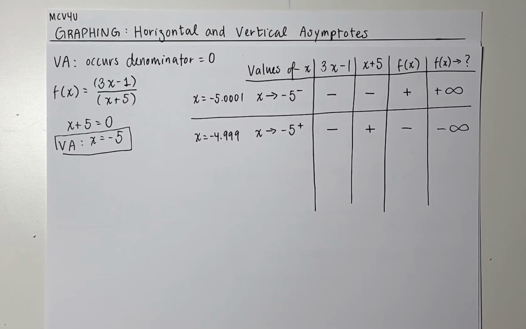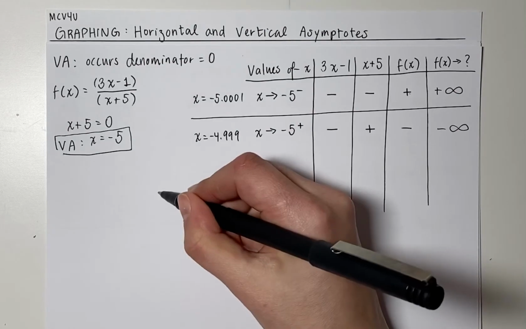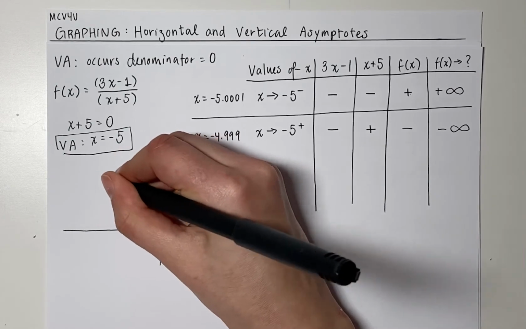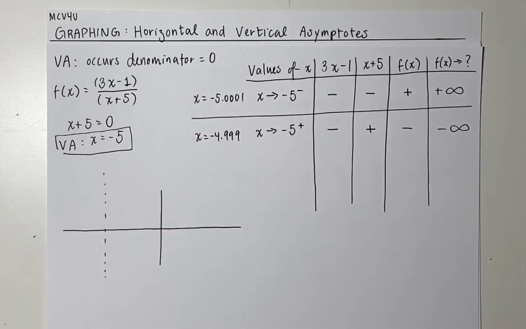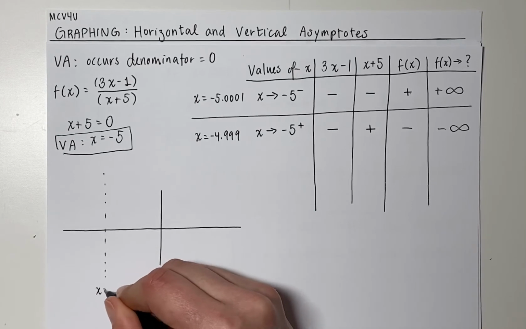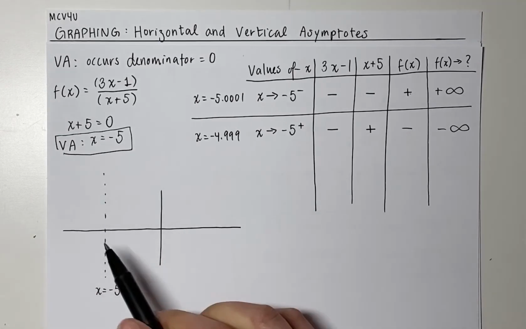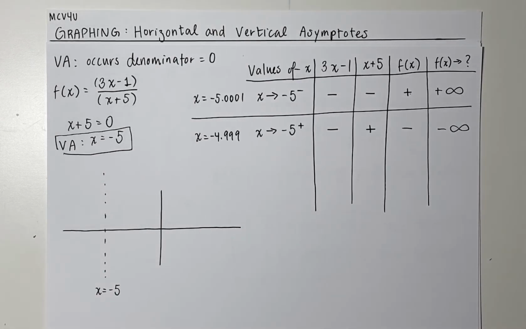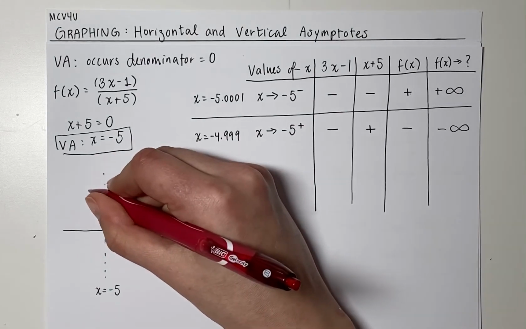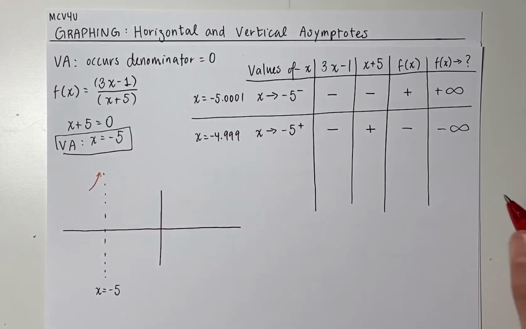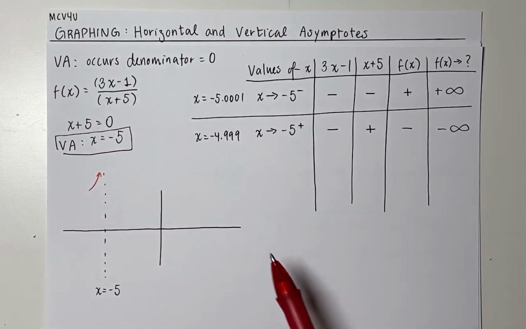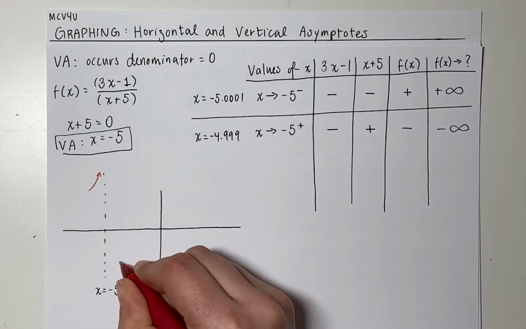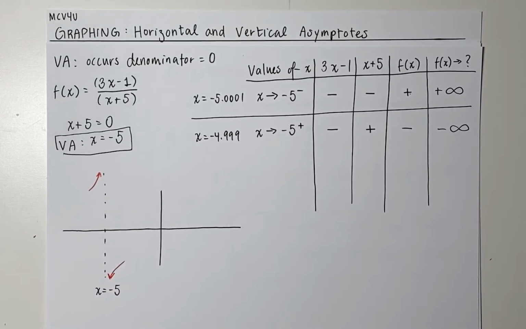To visualize this, we're going to draw a graph. Say we have our vertical asymptote, x equals negative 5. As we approach it from the left, which was this row over here, our function will go to positive infinity. And if we approach it from the right, which is this row over here, it'll approach negative infinity.